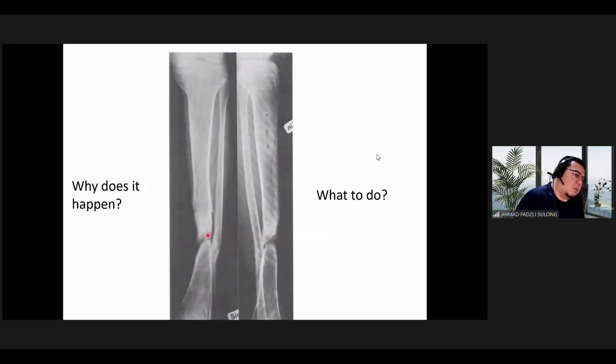One, tak ada callus, okay. Tapi tak ada callus boleh jadi oligotrophic juga. But this is more atrophic. Why do you say it's atrophic?